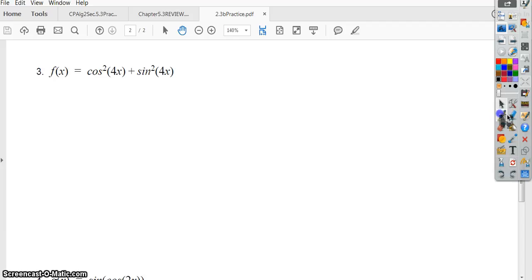All right, flipped over to the back. Let's go ahead through 3. This is already set up to be derived, so f prime of x, I'm going to take the derivative of cosine squared 4x. So this will be 2 times cosine 4x.